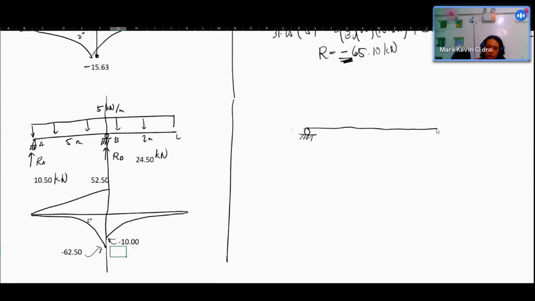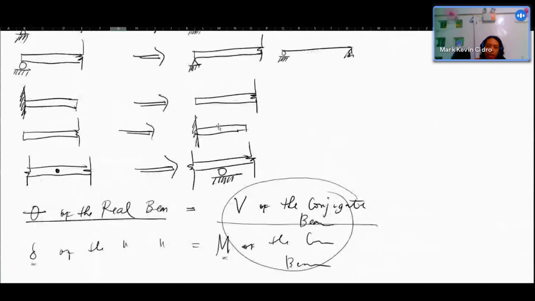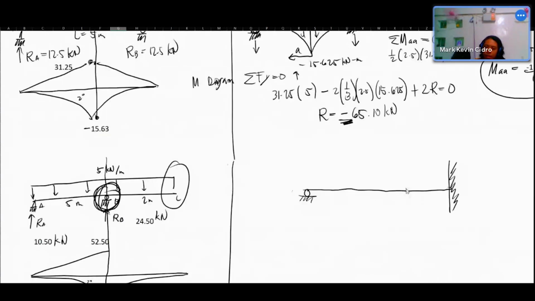Of course, the length of the beam stays the same. The internal hinge, what is it? The free end, what is it here? Fixed, right? And this one here, the internal roller, what is it? Pin. Take note, pin.